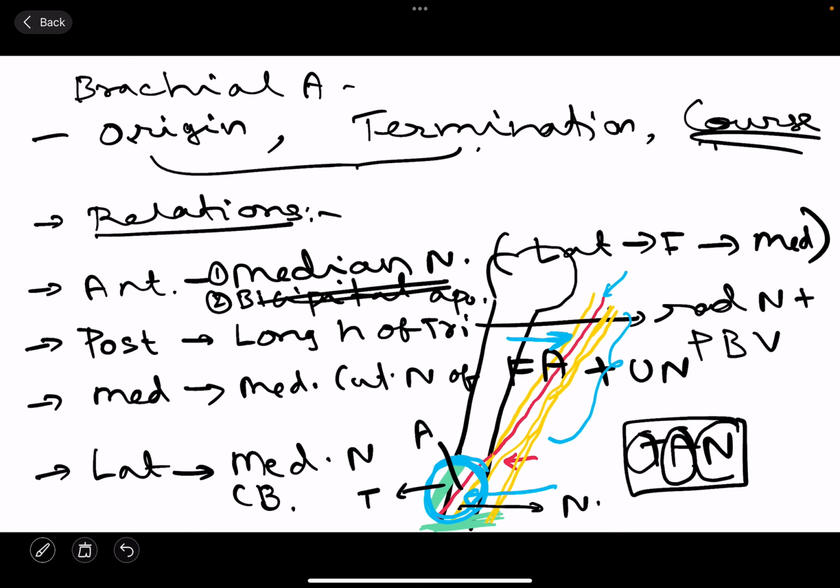Now let me remove the brachialis muscle so that we can see the median nerve. So here is the median nerve that is formed from the medial and the lateral roots. So the median nerve passes downward.